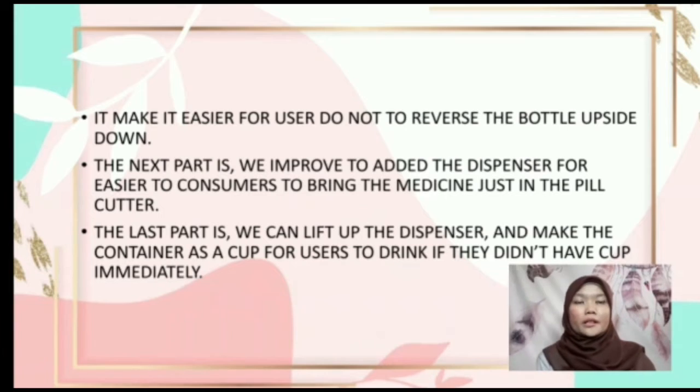The last part is we can lift up the dispenser and make the container as a cup for the user to drink if they didn't have a cup immediately.